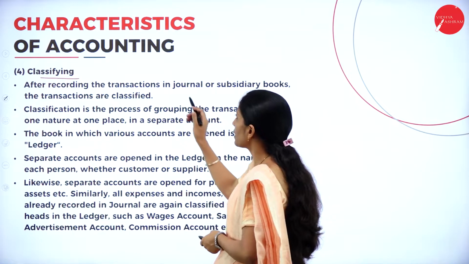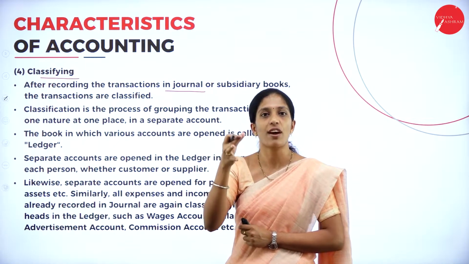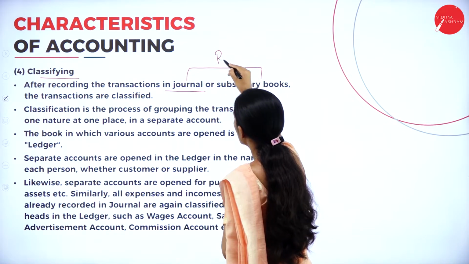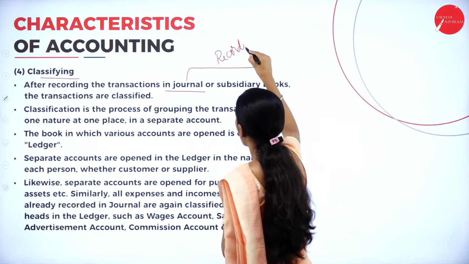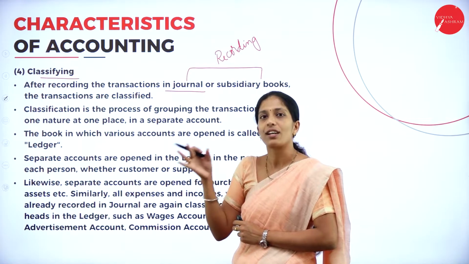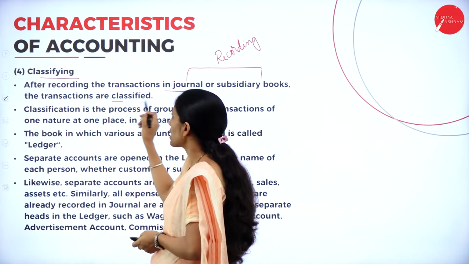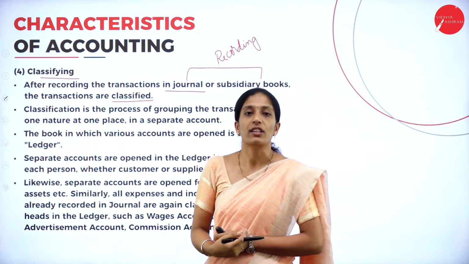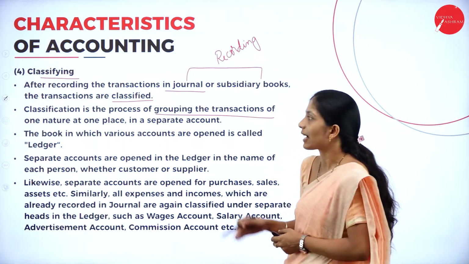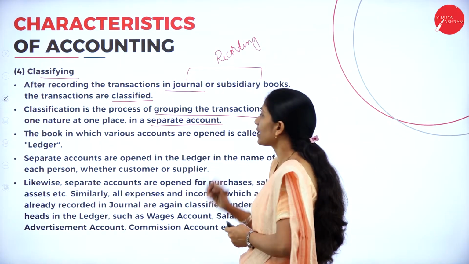After recording the transactions in the journal or in the subsidiary books, which takes place in the stage of recording, the transactions are classified. Journal as well as subsidiary books come in the stage of recording of transactions. We have to classify the transactions depending upon their nature. Classification is a process of grouping the transactions of one nature at one place in a separate account.